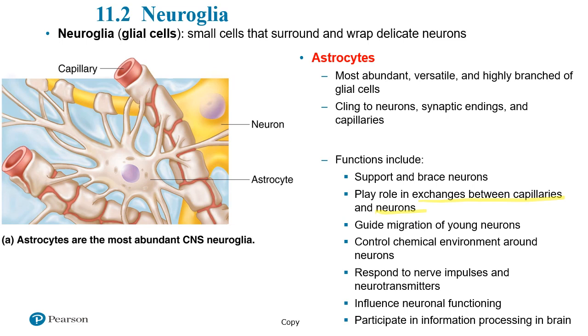So another function of these astrocytes is also to guide the migration of neurons that are developing, right? And of course, control the chemical environment. And they also control response to impulses and neurotransmitters. All right, so they happen to be very, very important brain cells.